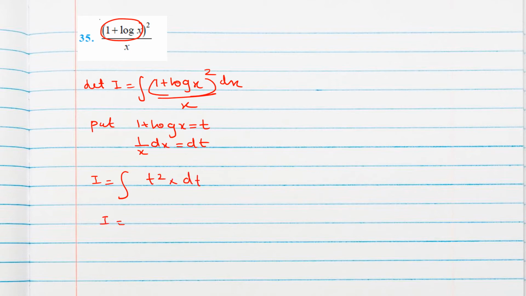So we can apply the power rule here, t cube by 3 plus c, then resubstitute the value, that is 1 plus log x whole cube by 3 plus c.